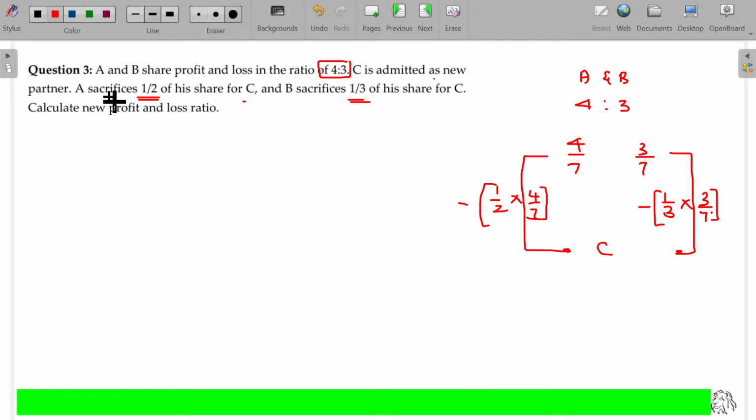Okay. In case of A, half of 4/7 being 4/14, and here 3/21. Am I right? 3/21. What will C get? 4/14 and 3/21 will be the amount for C. What A gives, what B gives, that will be the total value for C.